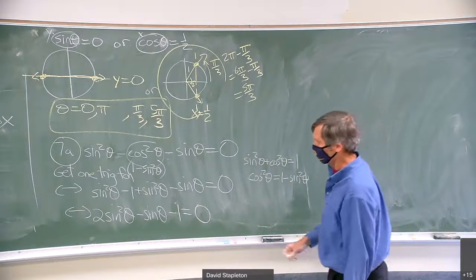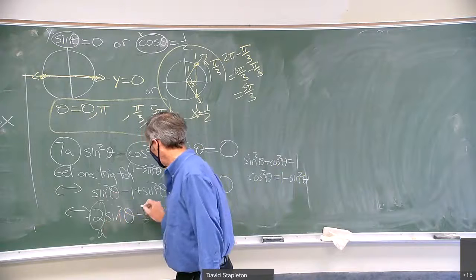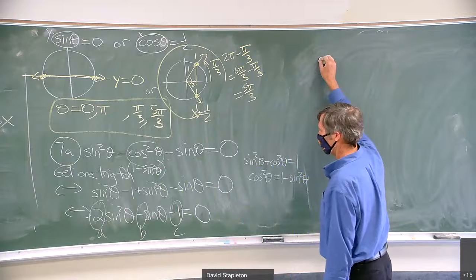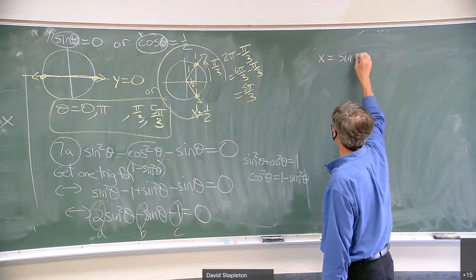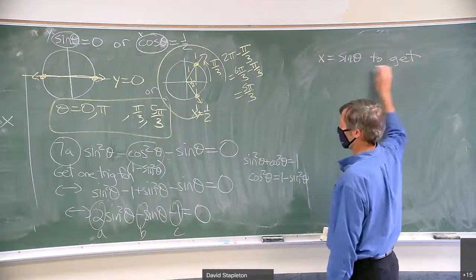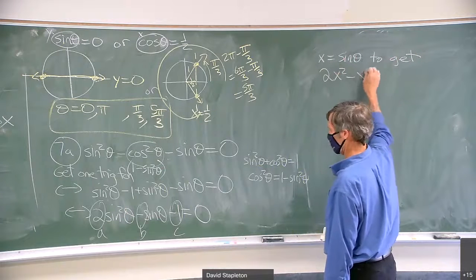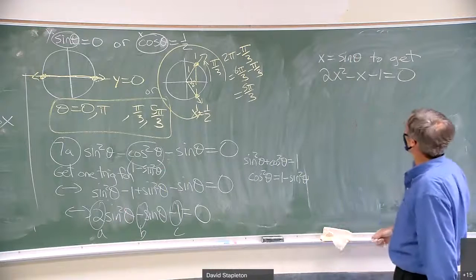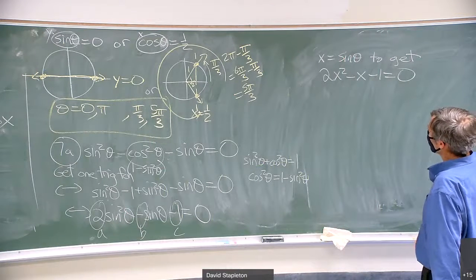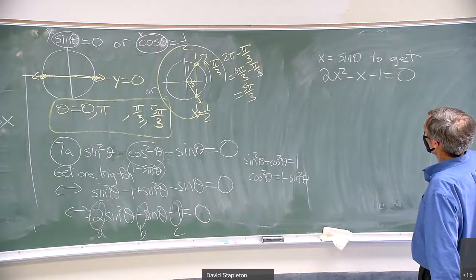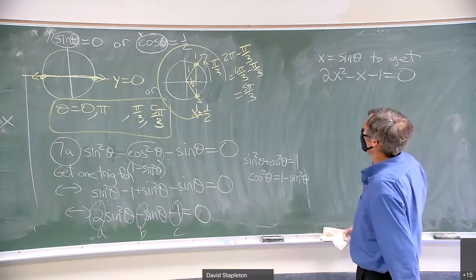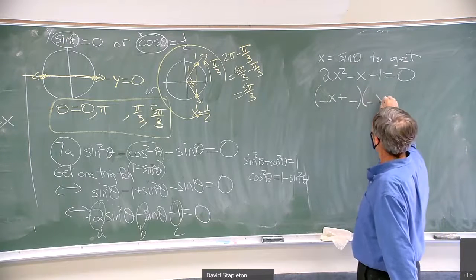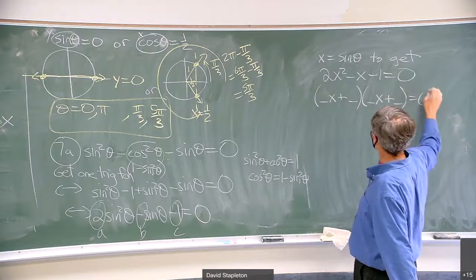Now this being a quadratic equation in a trig function, I can say 2 is A, minus 1 is B, minus 1 is C. So if I put x equals sine theta, I get a quadratic equation, 2x squared minus x minus 1 equals 0, for which I can try factoring or I can try the quadratic formula. Which should I use? Might be able to use either one. Let's try factoring just to see if we can do it. Blank x plus blank, blank x plus blank. The quadratic formula will work. It always works.